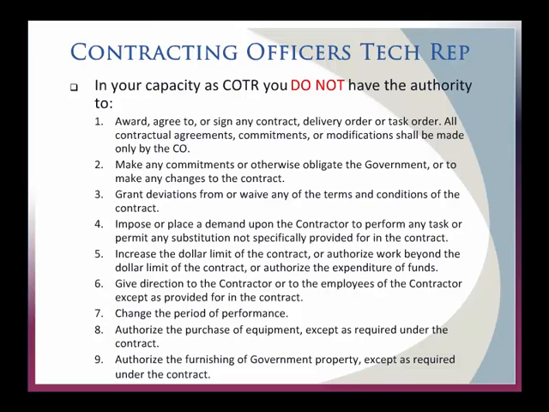If a modification is needed, you've got to get your contracting officer involved. So just know that there are boundaries to what you can do. You have a very important role as the COTAR, but you're advising, and the contracting officer is probably going to listen to you most of the time, but always lean on them to get things accomplished.